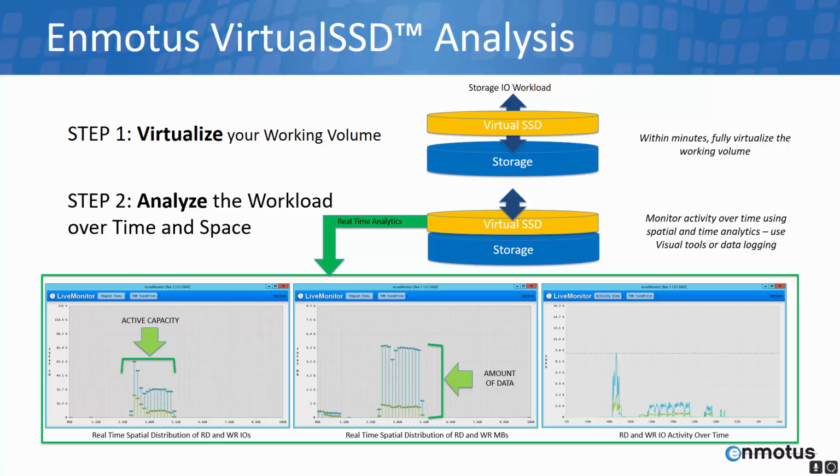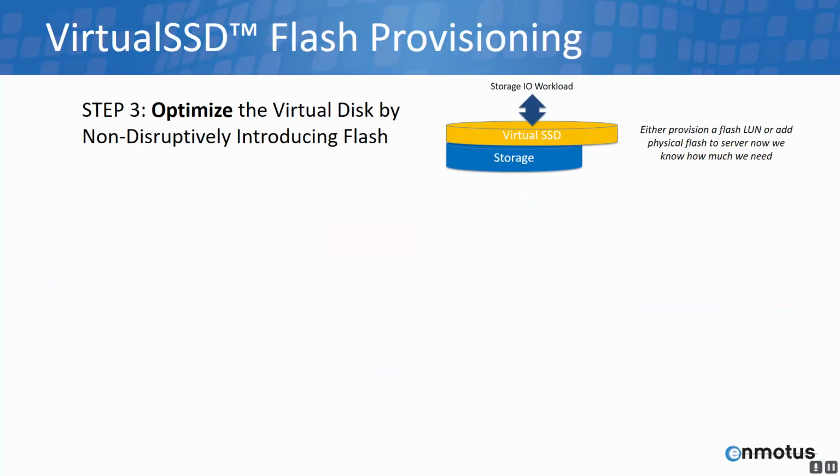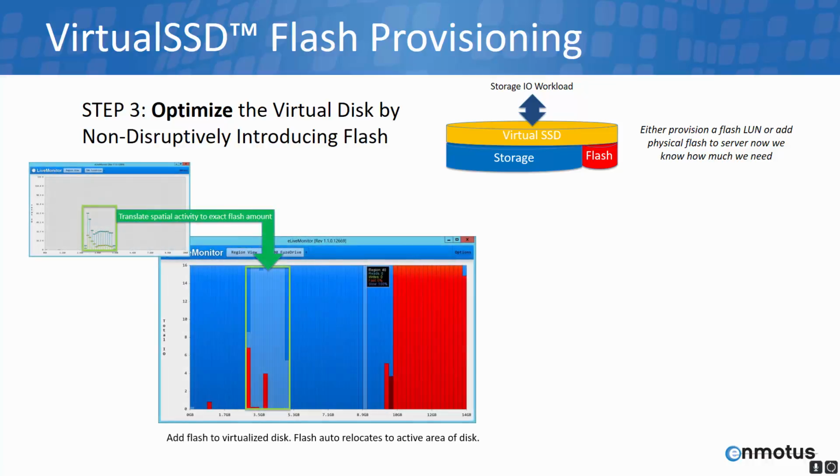Once we have a handle on the amount of flash we need, we can now proceed to the step of adding just the right amount of flash. So now we have the active capacity information, we can utilize the VirtualSSD's ability to dynamically add the right amount of flash. In this example, we've chosen to add roughly twice the size of the active area to provide some margin for known near-term expansion plans.